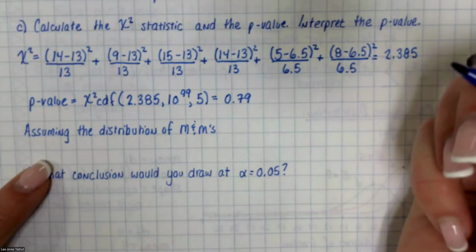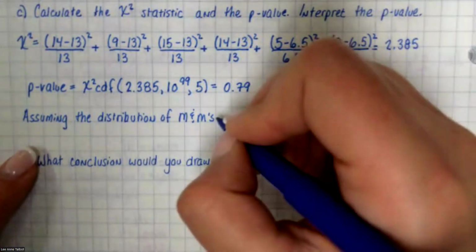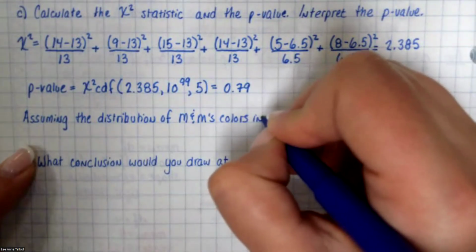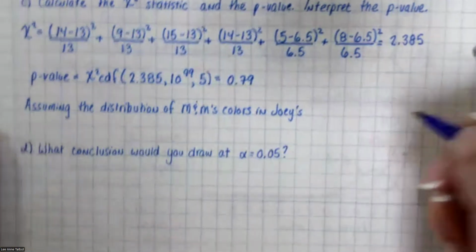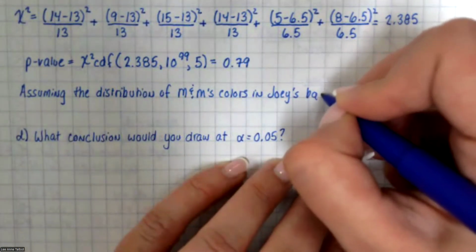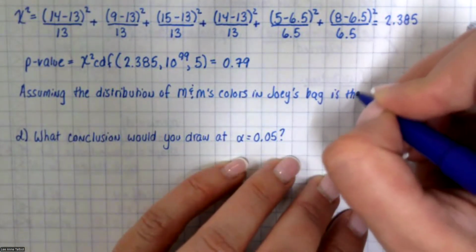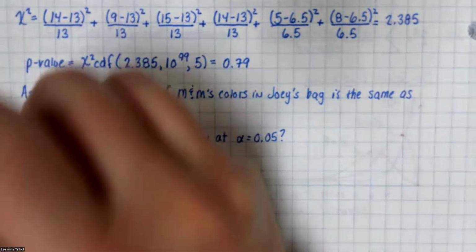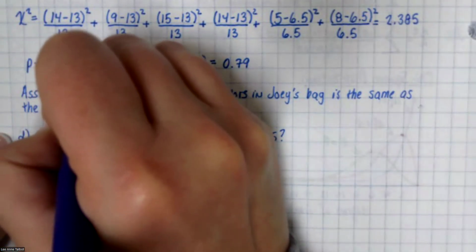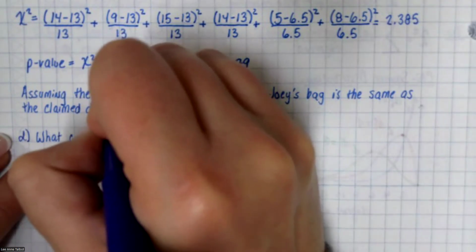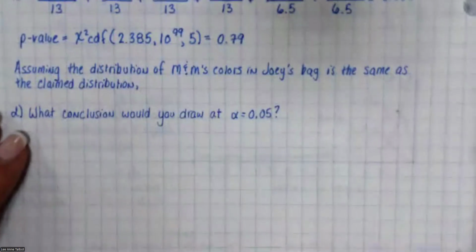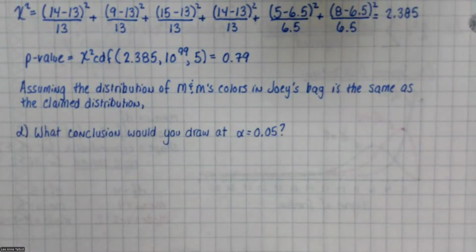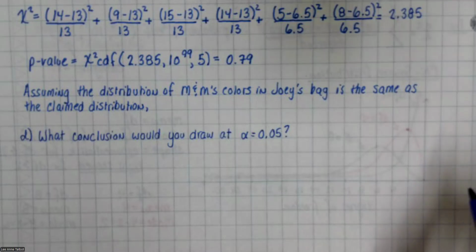What? I thought it was 16. No, we're so close. Okay, so assuming the H-naught is true, but that's a really, really long way to say the H-naught is true. Too bad you can't just say assuming the H-naught is true. Dang it.